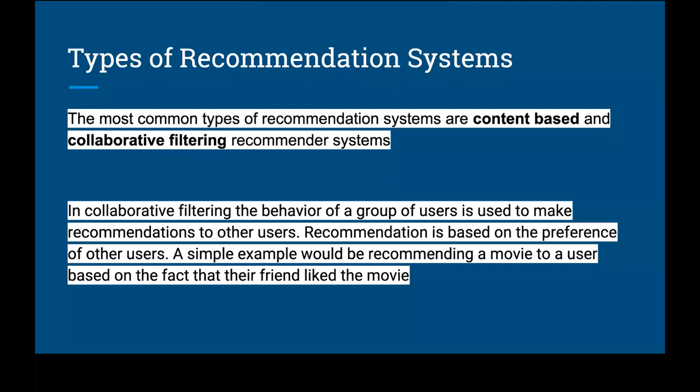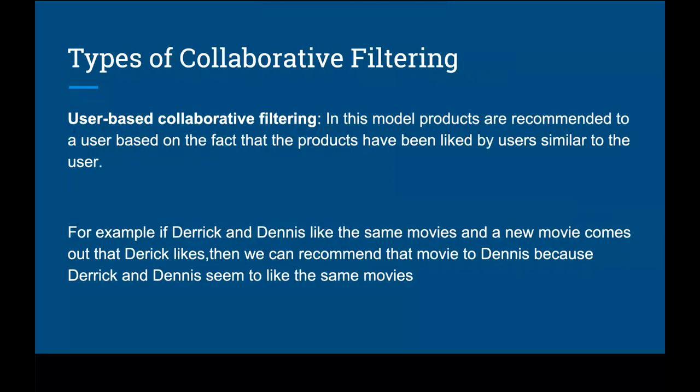Now, what are the different types of collaborative filtering? There are two types. One is called user-based collaborative filtering. In this model, products are recommended to a user based on the fact that the products have been liked by similar users. For example, if Derek and Dennis like the same movie and a new movie comes out that Derek likes, then we recommend the movie to Dennis because Derek and Dennis seem to like the same movies.